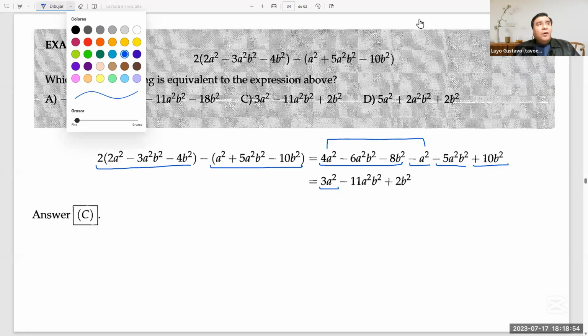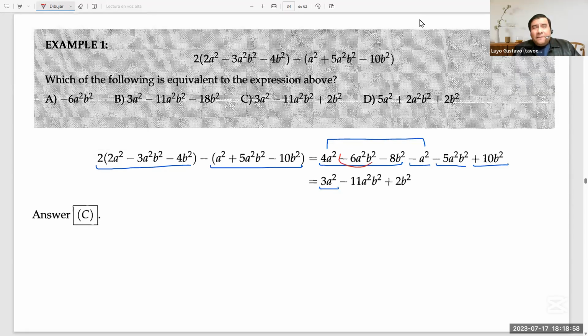Then you have also these two. Negative 6a squared b squared and negative 5a squared b squared. Notice same variable, same exponents. So negative 6 plus negative 5, negative 11a squared b squared.